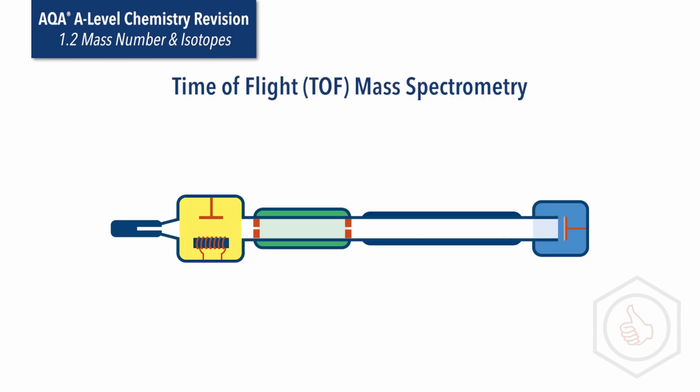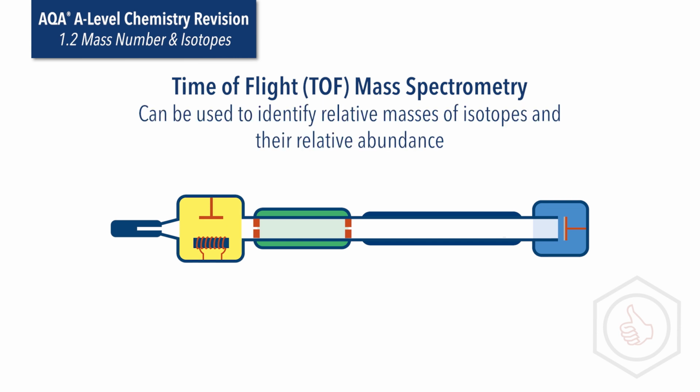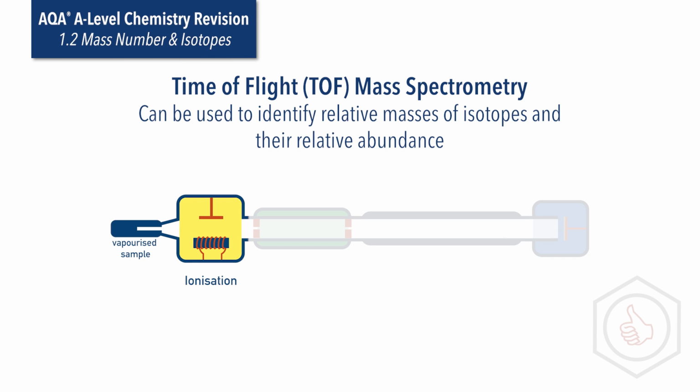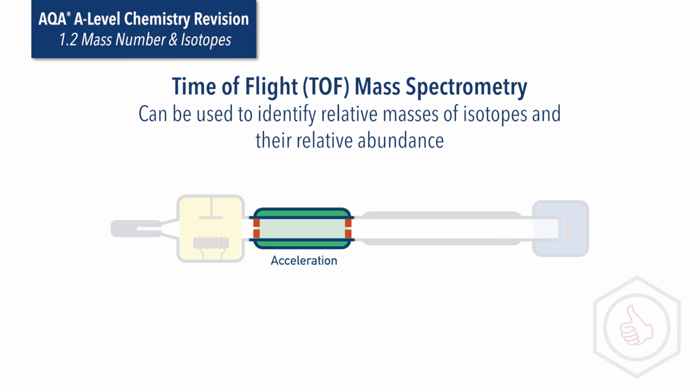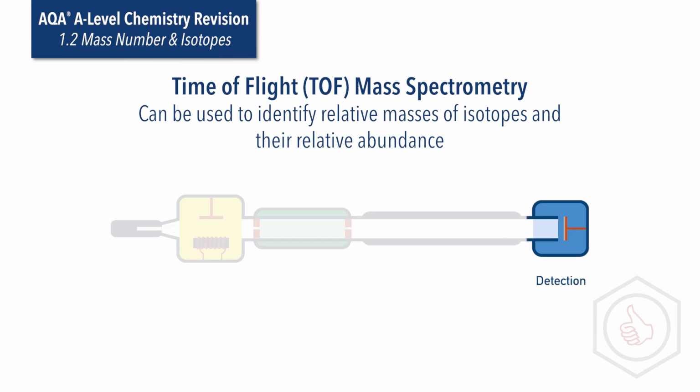Time-of-flight mass spectrometry is an analytical technique that can be used to determine the relative masses of isotopes of an element and their relative abundances, meaning we can use it to calculate the relative atomic mass of an element. It can also be used to determine the entire relative molecular mass of a compound. There are 4 main stages to a time-of-flight mass spectrometer: ionization, acceleration, ion drift, and detection.